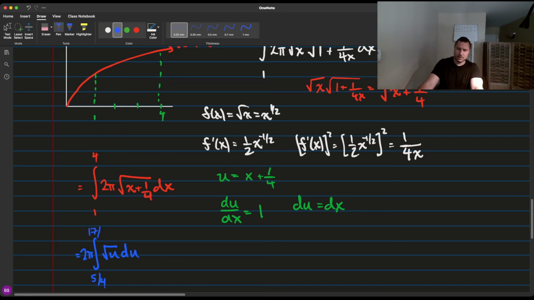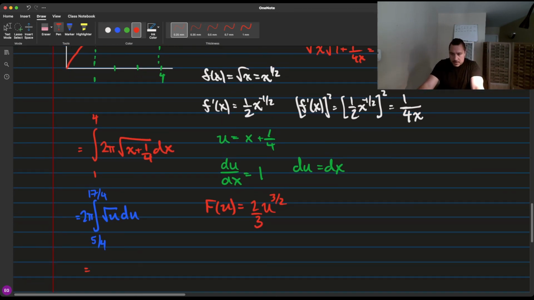Okay, now when you take the antiderivative of this, the antiderivative of u to the 1/2 is u to the 1/2 plus 1, which is 3/2. So 2/3 u to the 3/2. So we'll get 2 pi times 2/3 times 17/4 to the 3/2 minus 2/3 times 5/4 to the 3/2.